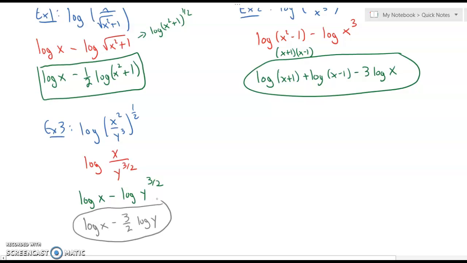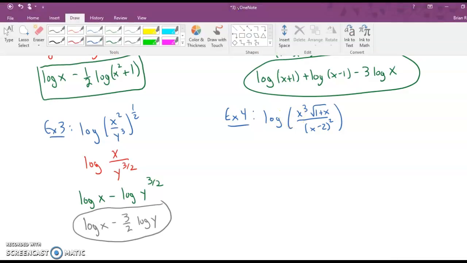Let's try one more. All right, this is log of x to the third square root of 1 plus x, over x minus 2 squared. Now notice the squared is just on the x minus 2. So again, I'm looking at what properties I've got. I've got the division property going on, so I'm going to deal with that first.